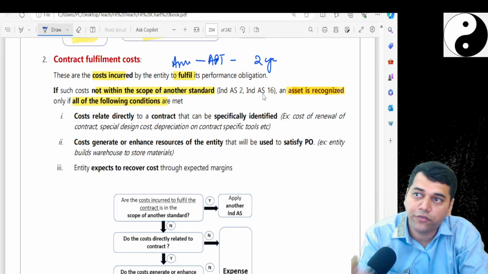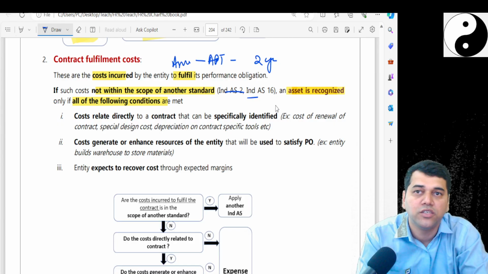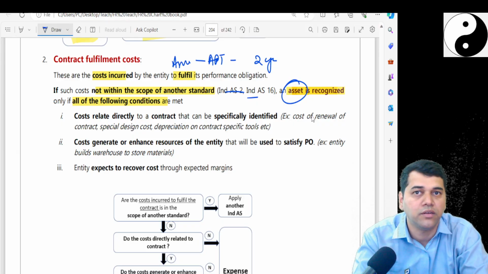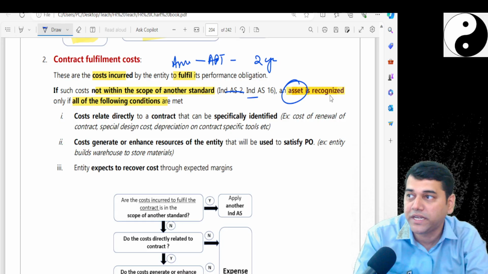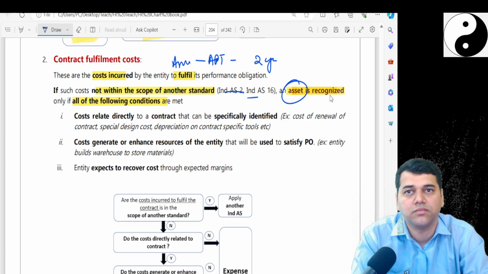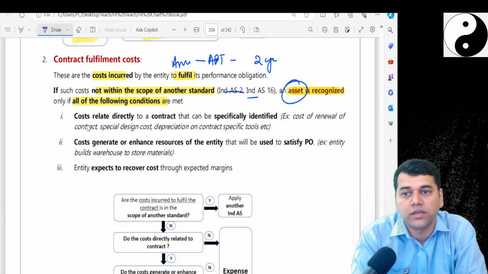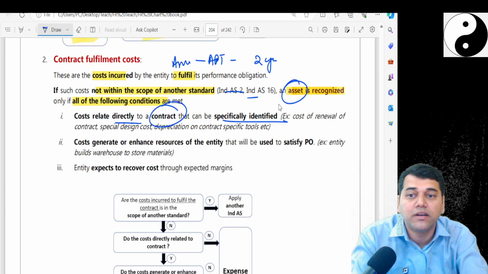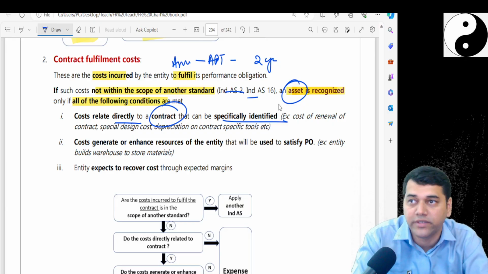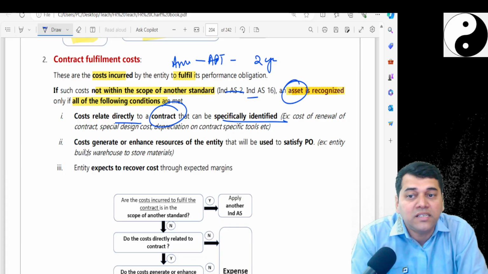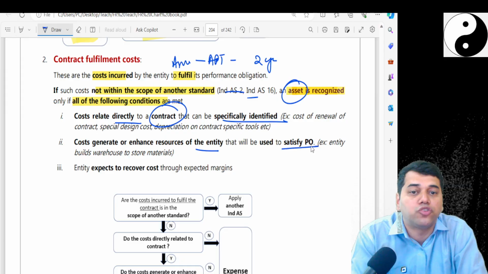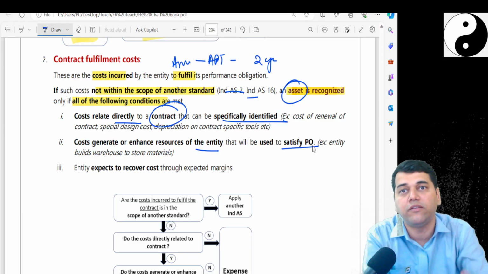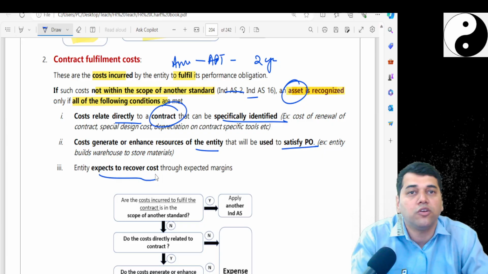That's why they say that if it is not treated by other standards, you start accumulating it in the balance sheet as an asset. You call it work in progress or whatever. And the day you recognize revenue at a point in time, you recognize this cost. But for this, the following conditions should be fulfilled. Cost should be directly related to the contract, and you can specifically identify it, like renewal, design, depreciation on specific tools, etc. Or the cost generates or enhances the resources of the entity used to satisfy the performance obligation. That means they should have been added, or it should have given you capacity to deliver the goods, and the entity expects to recover the cost.